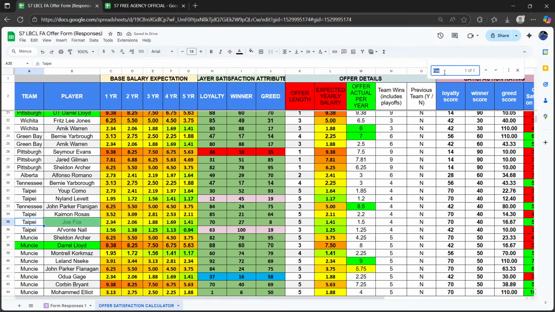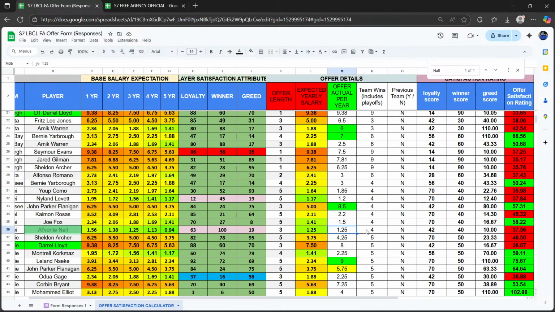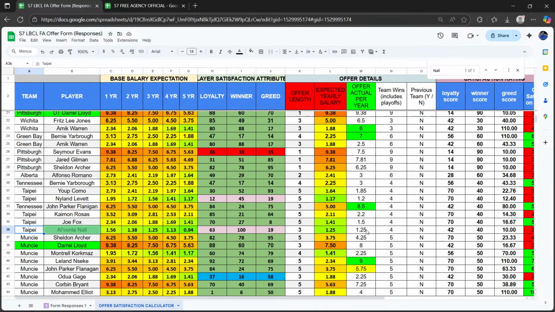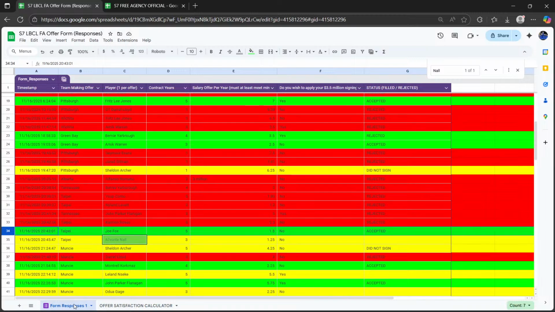Okay, Null. Taipei, sorry, Null doesn't like your offer. He's asking for 2.5. You gave him 2.5. It looks like Null's biggest thing is he wants to play for a winning team, and you have 4 wins. So, all things considered equal, that's not a deal that he's willing to take right now. He's holding out for something better.